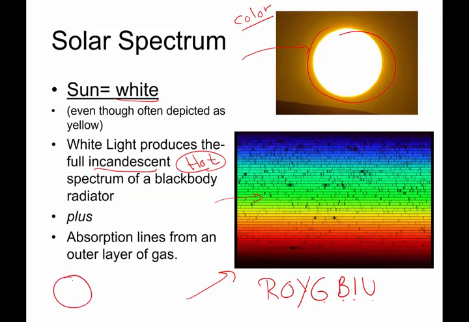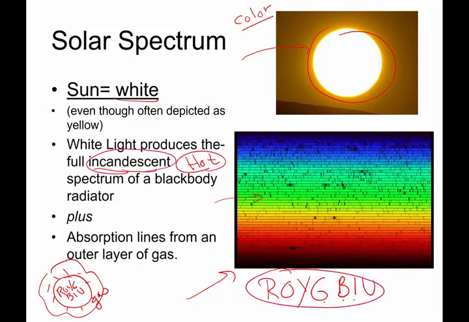You have the hot, hot sun. There is an envelope of cooler gas around it. So the center of the star is going to produce the entire spectrum. The gases around it are going to absorb some of those colors. And so the whole spectrum is produced by the hot incandescent center. The gases around the outside absorb some of those wavelengths of light, and those give us those black lines in that solar spectrum.